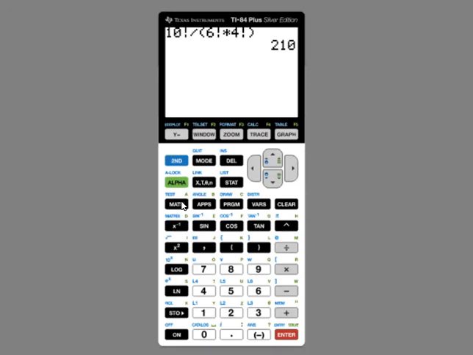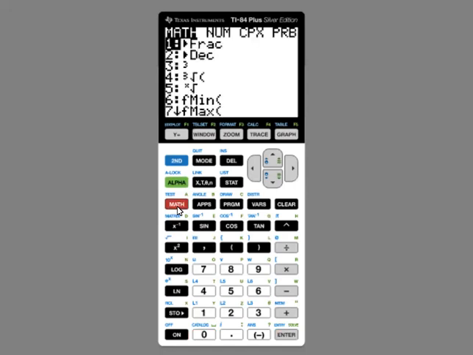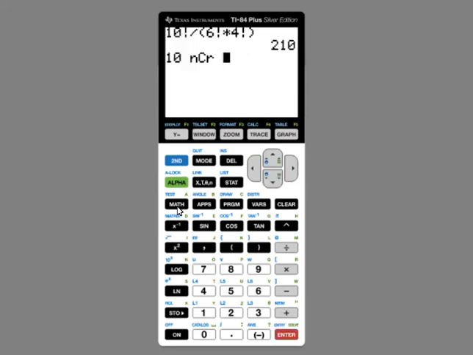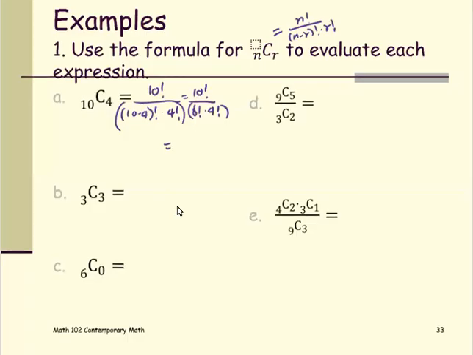Or we use the formula involving the combination C of the N selecting R by typing the N first. In our case it is 10, and then go to math, go to the PRB, and you can see the third option as nCr, which is the combination of the N items selecting R. And after that, you type the R value, which is 4, and hit enter, and you will get the same number, 210.